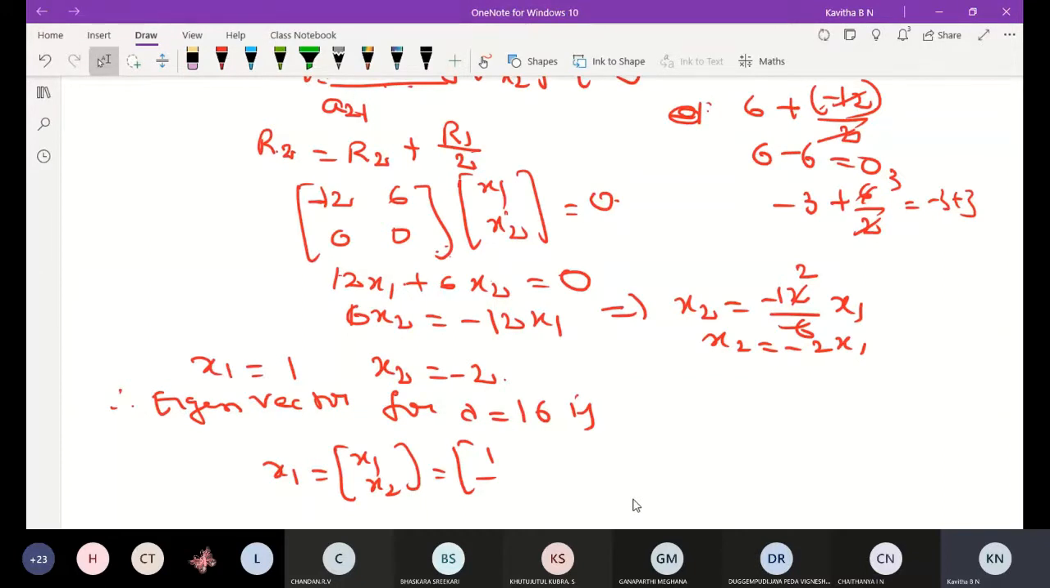Here it is minus 12, no, this is minus 12. Minus 12x1 will become plus, means here plus 12x1. Here x2 is equal to 2x1.